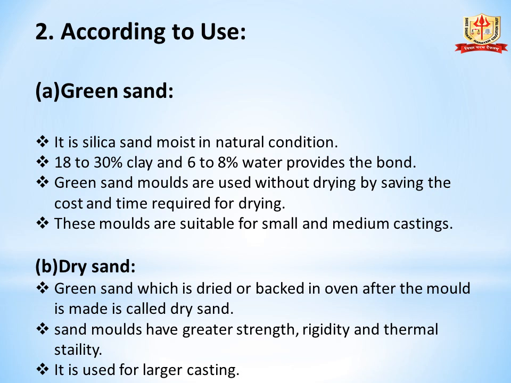Point B, dry sand. Point number 1, green sand which is dried or baked in an oven after the mold is made is called dry sand. Second point, sand molds have greater strength, rigidity and thermal stability. Point number 3, it is used for larger castings.